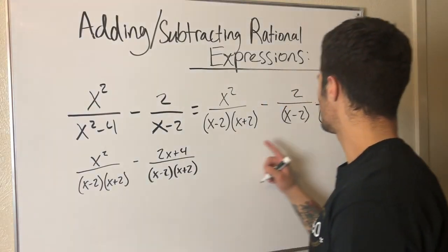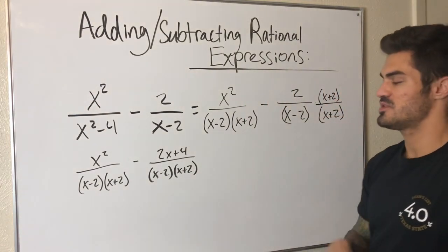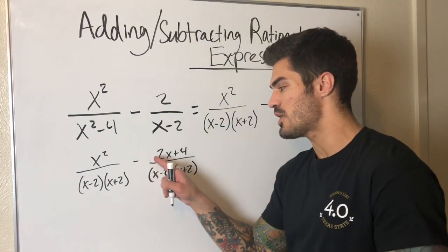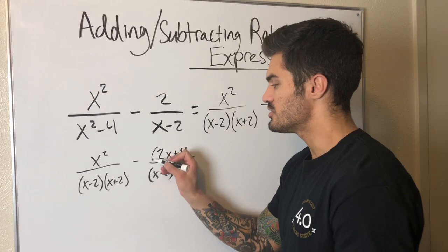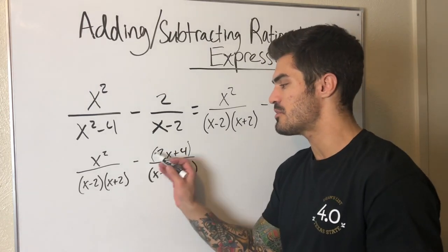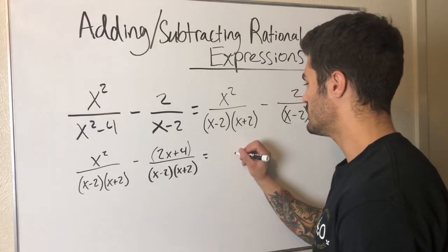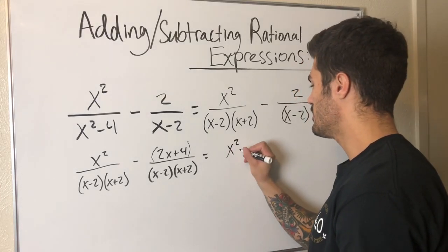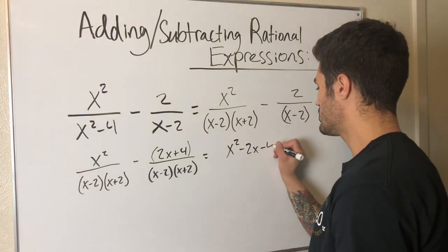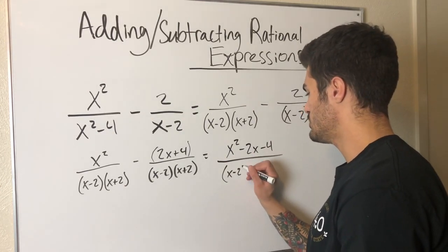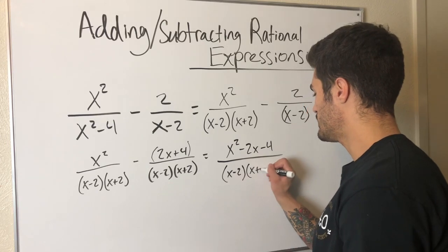All right, let's make sure that's right. 2x plus 4, yep. Okay, so now what I do is I subtract across, but remember this negative needs to go to everything in this numerator. So just imagine a little parentheses around this, and it's minus 2x minus 4, right? So what I'm left with actually is x squared minus 2x minus 4. And on the bottom is x minus 2, x plus 2.